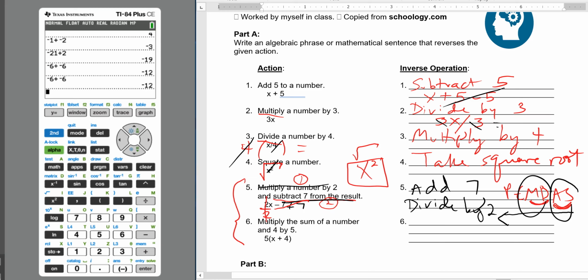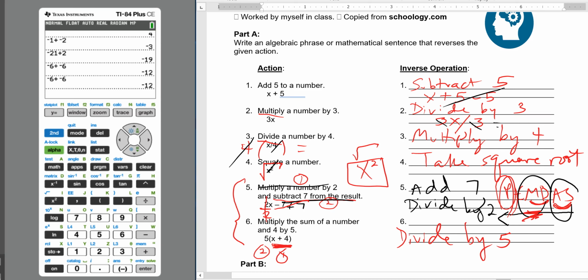Okay. 6. Multiply the sum of a number and 4 by 5. So we can see, if we think of PEMDAS, that parentheses came first and then multiplication came second. So we're going to undo the second step first. So our first step is going to be the opposite of multiplying by 5. We're going to divide by 5, right? Multiplication, division.